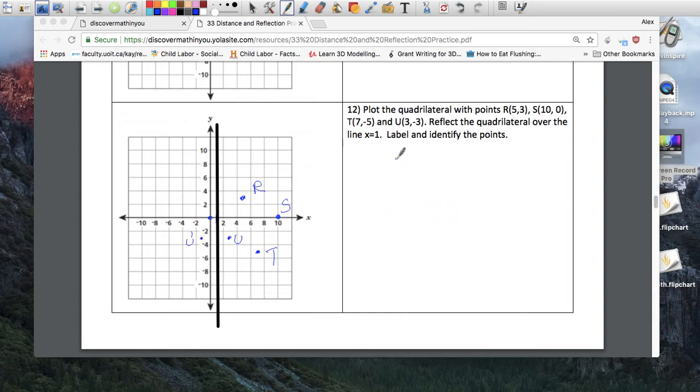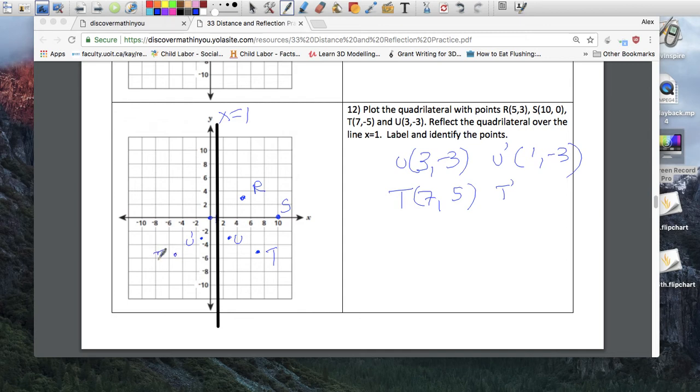U prime. And let's start with U. Okay, so U is on 3, negative 3. U prime is on 1 over and negative 3 down. Let's do T. T is 7, negative 5. T prime, where's T on the other side of this dark black line here, which is x equals 1. So it's, let's see, 1 full box, another full box, and half a box here. So the total of 3 boxes, right? So half, 1.5, 2.5, 2.5 plus half is 3. So I'm going to count 3 boxes. Half, 1.5, 2, and it's going to be right here.